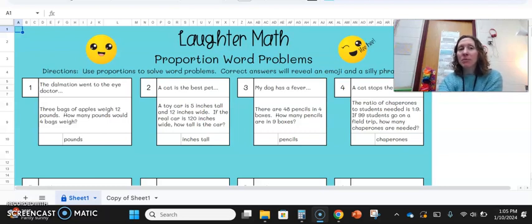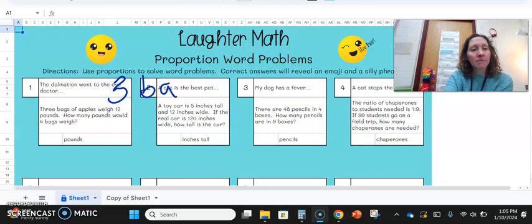Let's do a few of the problems together. Number 1, 3 bags of apples weighs 12 pounds. So I'm going to write a ratio of those two numbers. So I'm going to write 3 bags and 12 pounds. And I'm going to abbreviate pounds with LBS.